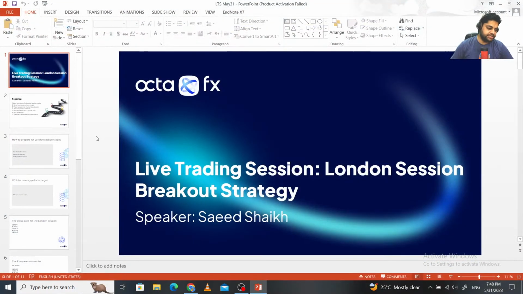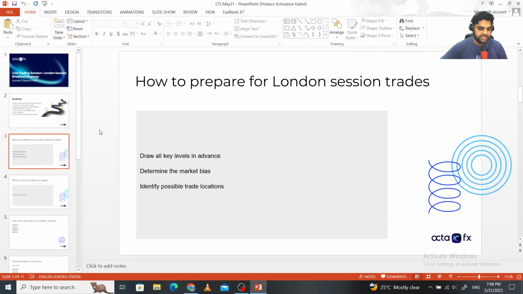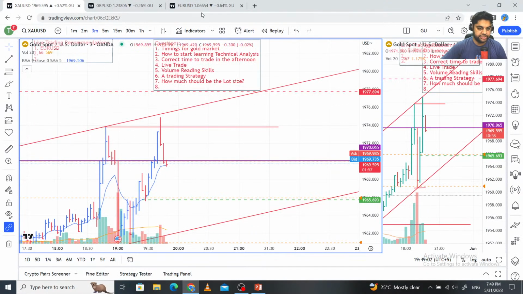Okay, guys, so let's go ahead, and first I will discuss our topic for today, which is the live London session trading strategy. So first of all, we will start. As you can see, this is the current roadmap for our webinar. I will start with this, and I will draw all the key levels in advance. So let's do it right now.